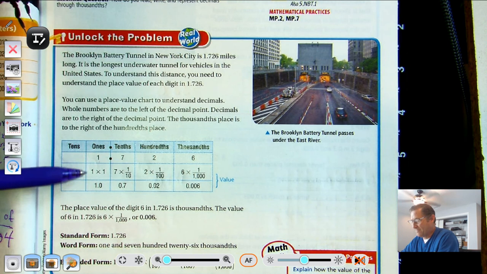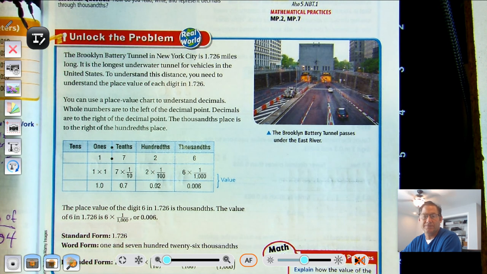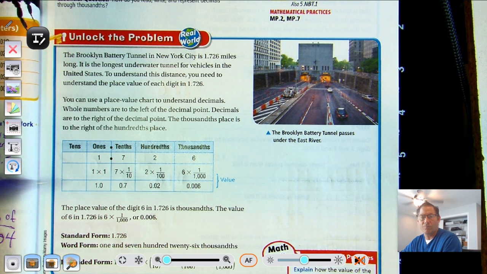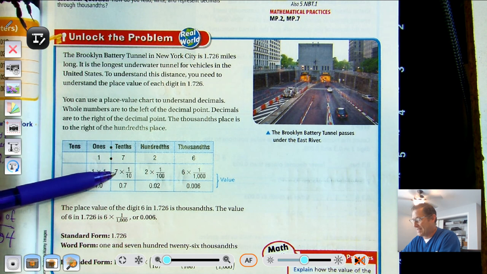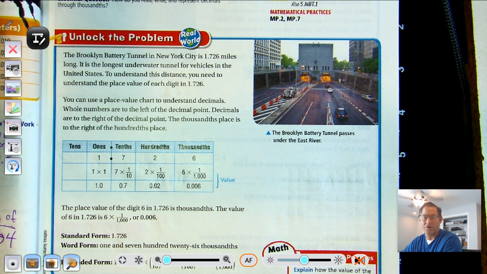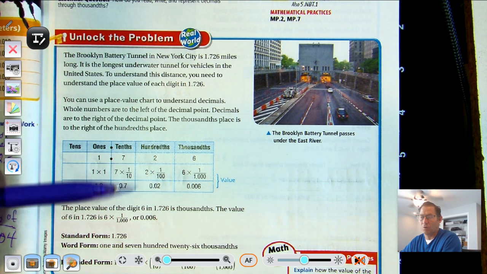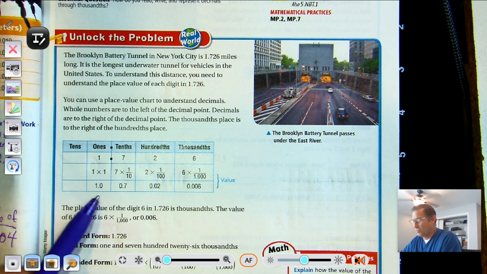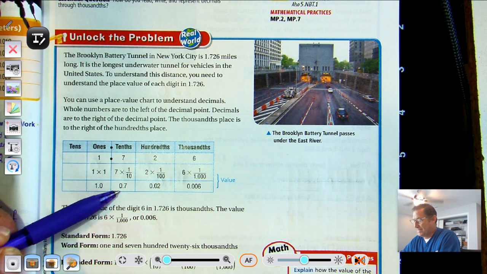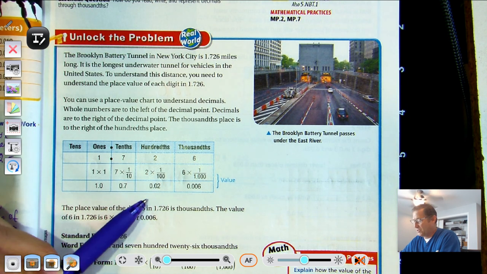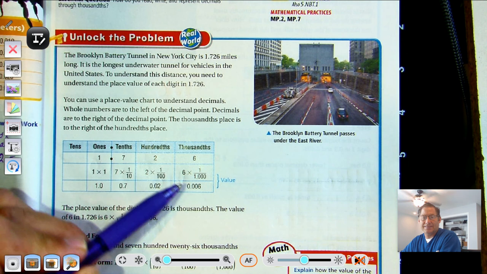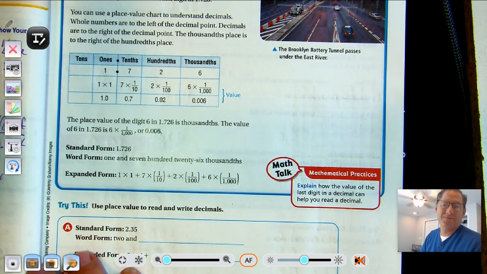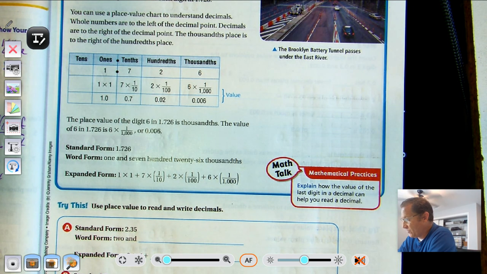So this is standard form, 1.726, 1 and 726 thousandths. This would be its expanded form. How many ones do we have? We have one set of ones. How many tenths do we have? We have 7 times 1/10. That would be its value. 2 times 1/100, and 6 times 1/1000. And so what would those values look like with decimals? Well, 1 is just 1.0. 7 tenths is 0.7. 2 hundredths is 0.02. And 6 thousandths is 0.006.